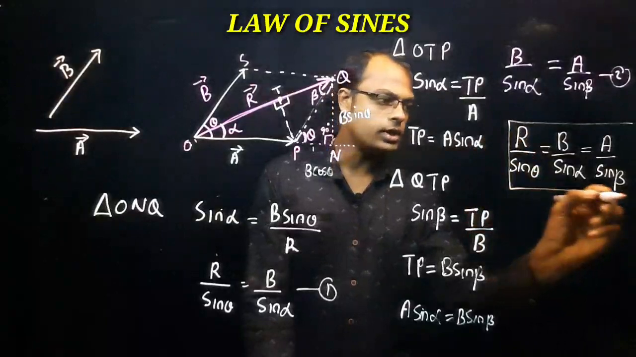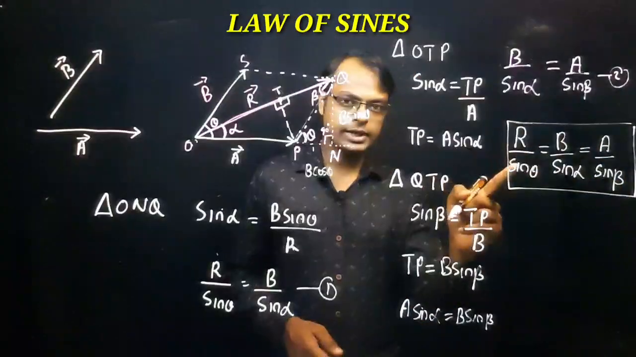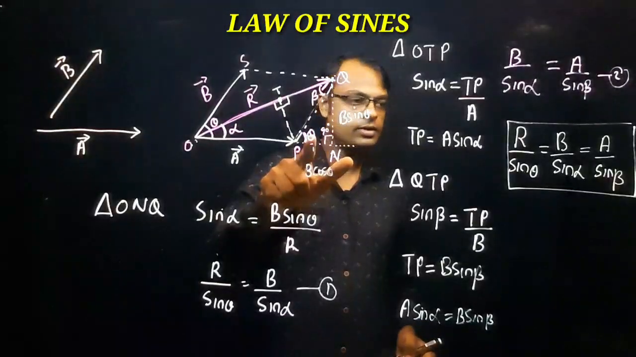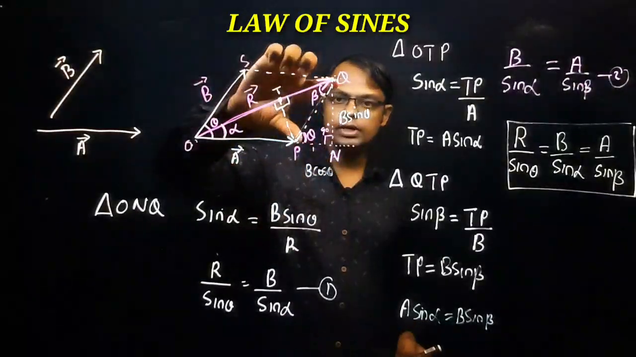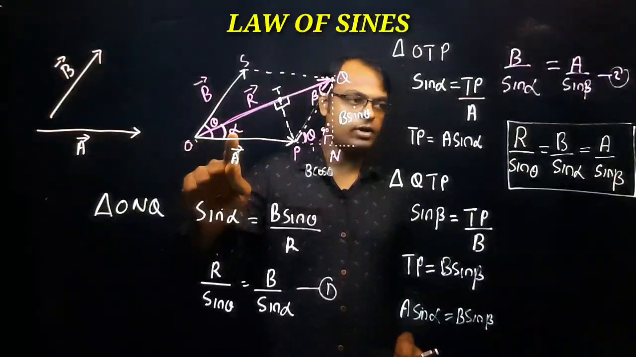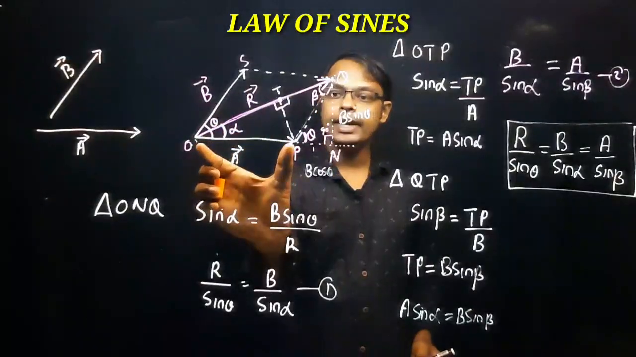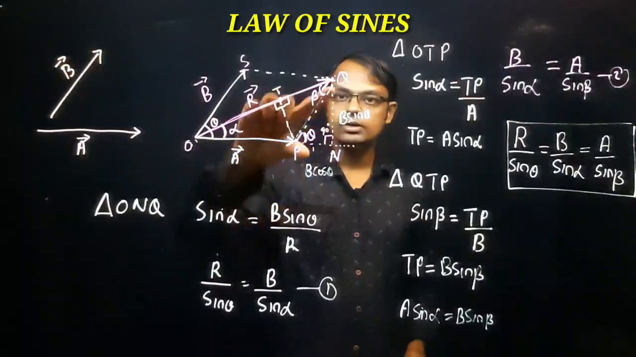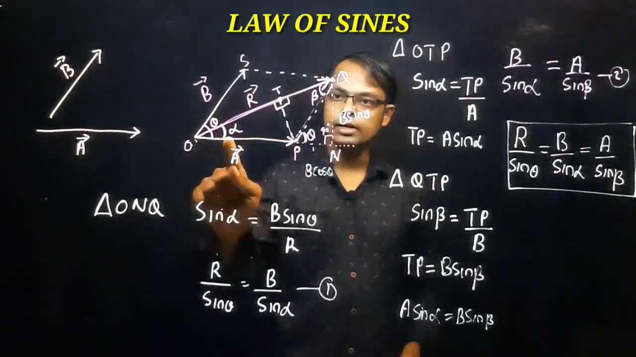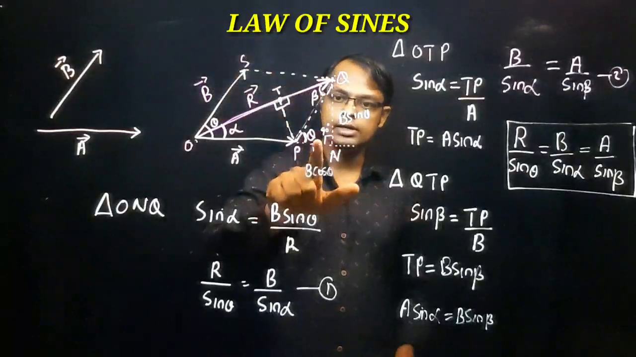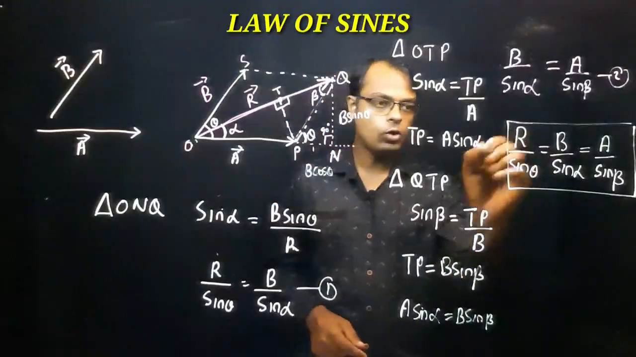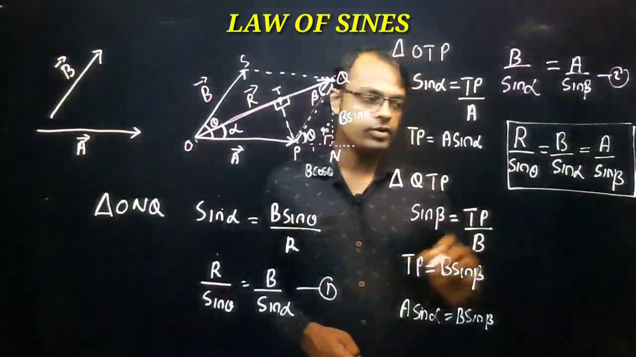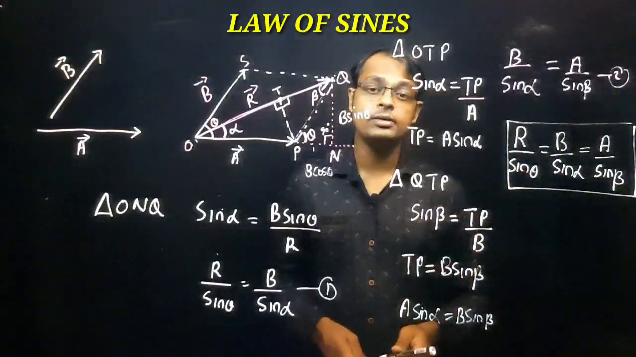This is called the law of sines. Once again, R divided by sin theta, which is equal to B divided by sin alpha, which is equal to A divided by sin beta. A is opposite angle beta, B is opposite angle alpha, and for R, the angle is theta. So what is the law of sines here? R by sin theta is equal to B by sin alpha is equal to A by sin beta.